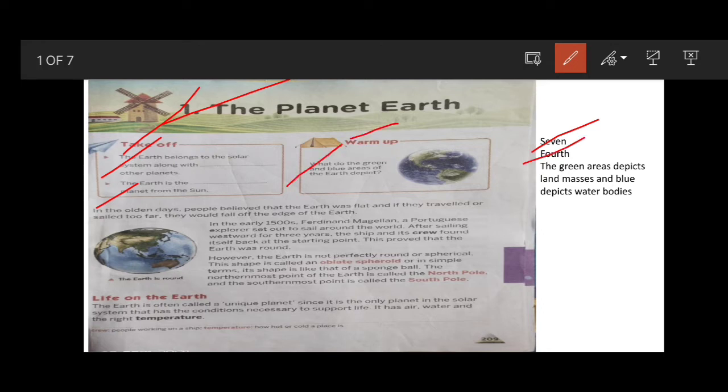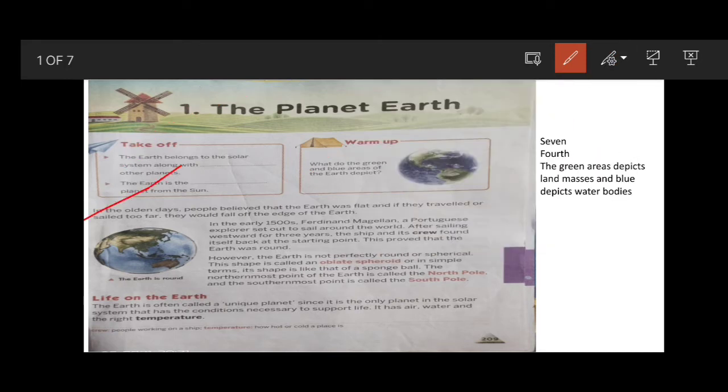Warm up. What do the green and blue areas of the Earth depict? The answer is the green areas depict land masses and blue depicts water bodies. These are the green areas, that is land masses, which are known as continents, and these are the blue areas, which depict water bodies, meaning oceans.